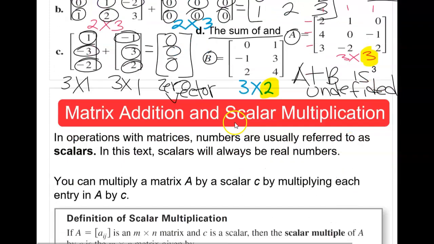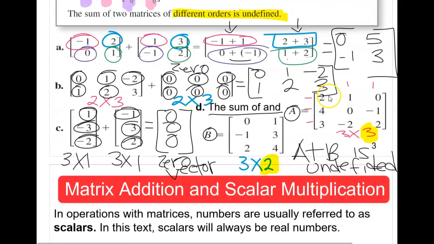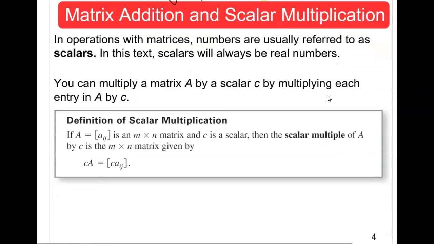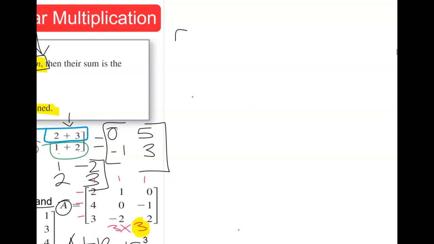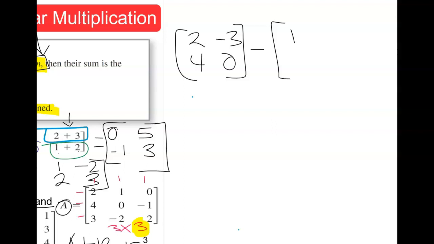Okay, so as you can see, addition is pretty simple. And actually, we didn't have any example with subtraction, so I'm going to give you one. What we do is very similar to what we do with real numbers. So let's say we have 2, negative 3, 4, 0. And then here we're going to have minus, I don't know, 1, negative 5, negative 2, and 3. Something like that.